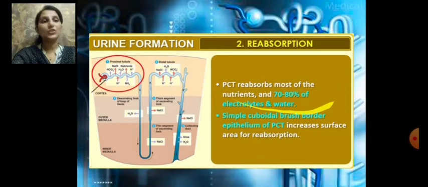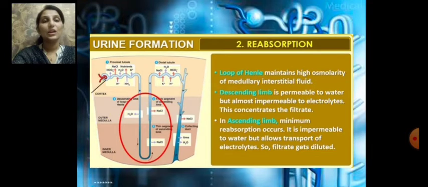The PCT absorbs most of the nutrients and about 70 to 80% of the electrolytes and water. The simple cuboidal brush-bordered epithelium of the PCT, that is this part, increases the surface area for reabsorption due to the presence of brush-bordered epithelium which is lining the renal tubule, the proximal convoluted tubule. It helps in increasing the surface area for reabsorption. So it helps in the absorption of 70 to 80% of the electrolytes and water.